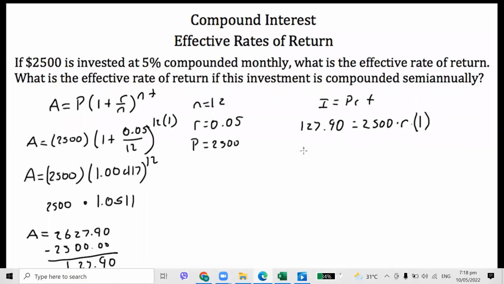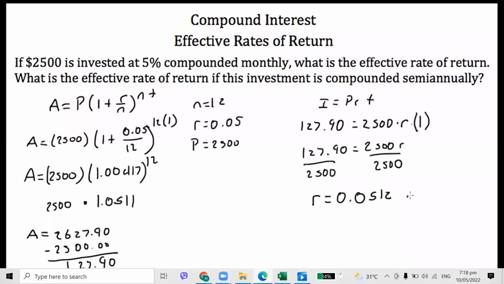So here we have 127.90 is equal to 2,500 R. Divide both sides by 2,500. And our interest rate is 0.0512, or approximately 5.12%. So our effective rate of return at 5% compounded monthly is really 5.12%.